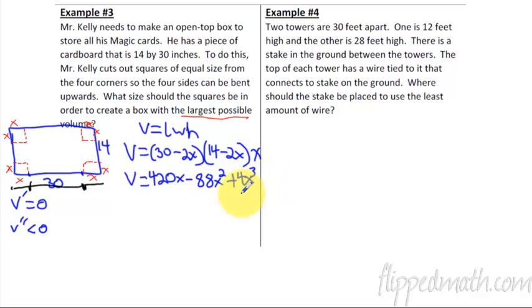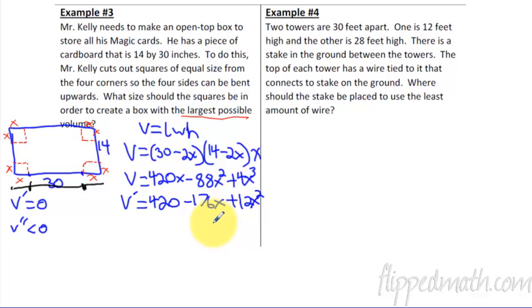All right, so again, we're looking for when the derivative of volume equals zero. So this is the volume of the box. And depending on how big we make x, the volume will change. So the derivative is 420 minus 176x plus 12x squared. So when does this thing equal 0?